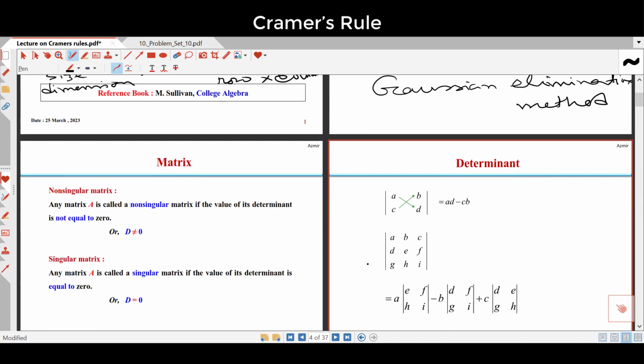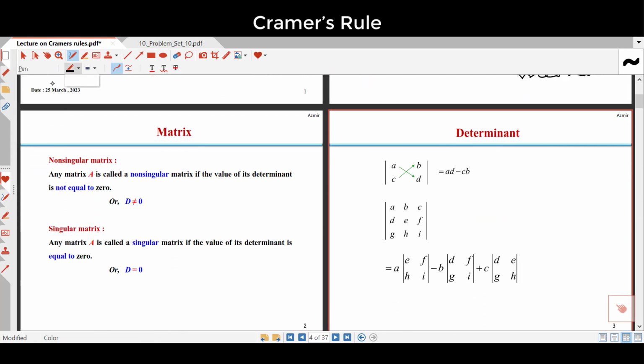Based on determinant, a matrix can be classified into two parts: non-singular matrix and singular matrix. So what is a non-singular matrix? A square matrix A is called non-singular if its determinant is not equal to 0. That means the determinant has a value. Then that square matrix will be called a non-singular matrix. And what is a singular matrix? If we have a square matrix A, then it will be called a singular matrix if the determinant is 0.